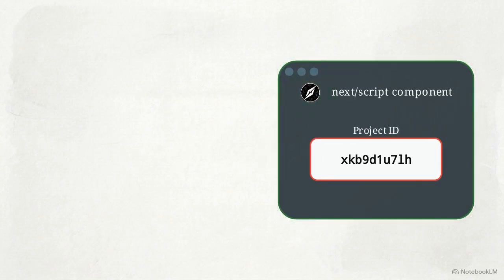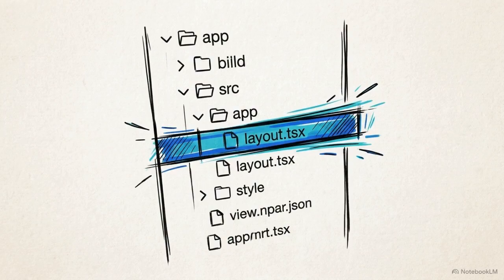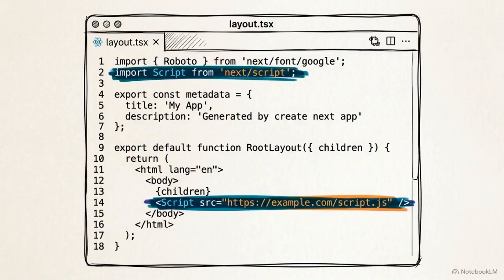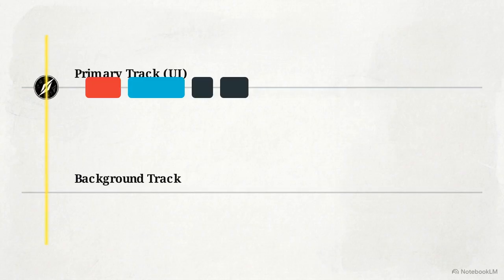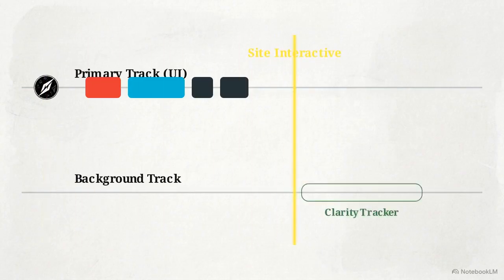Open your code editor and navigate to your root layout file, located at src/app/layout.tsx. In this file, we import the script component from the next/script library and define the Clarity tracker using the project ID you just copied. We use the strategy equals afterInteractive property. This tells Next.js to prioritize primary page content first, downloading the Clarity tracker only once the site is interactive. This ensures fast performance while analytics boot quietly in the background.